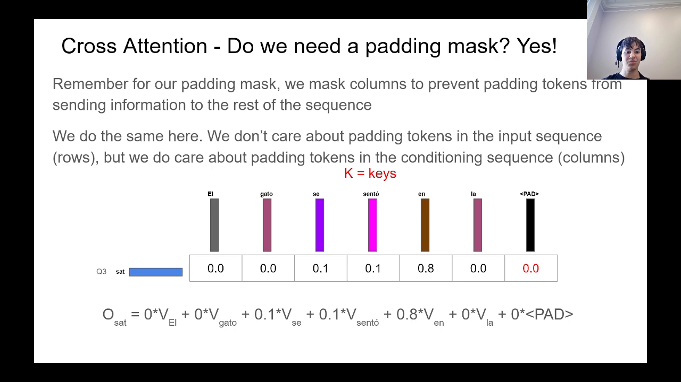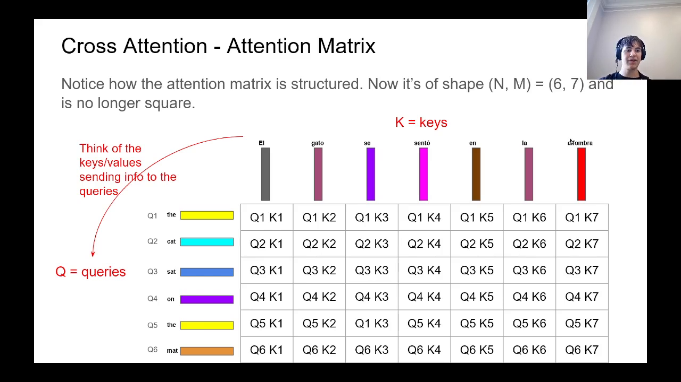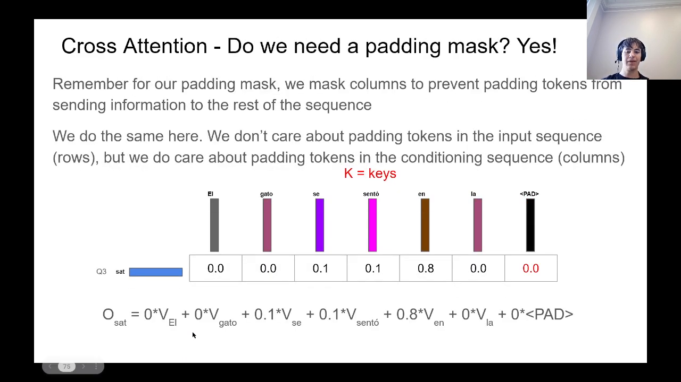Do we need a padding mask? You do need a padding mask, if you mask along the columns, and that is because the padding mask is with respect to the conditioning sequence. So if I am the word SAT and I am looking for information from the conditioning sequence, I am going to look at all these words. And notice how the word pad is in there. I don't want any information from the word pad, so I mask it along the columns. Again, imagine this is our pad token. We would mask along the columns so that none of the words receive information from that pad token. So that's what you see here.